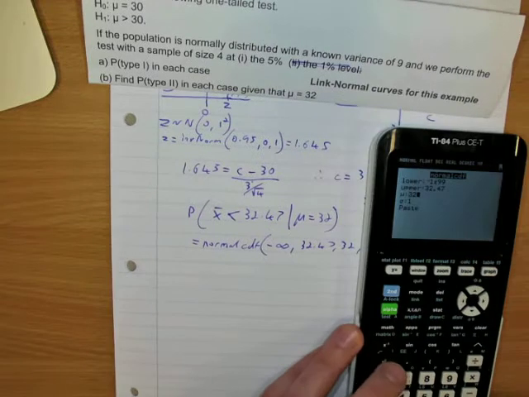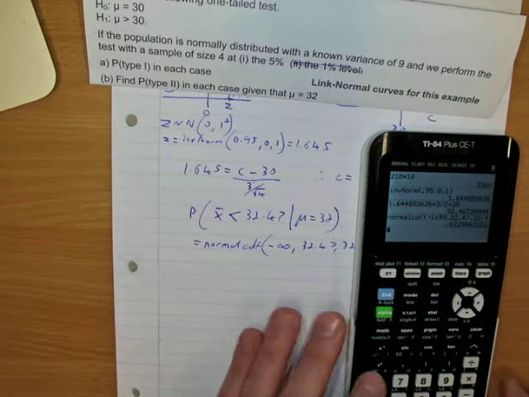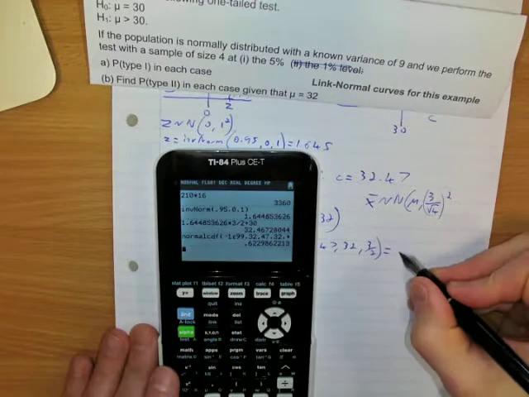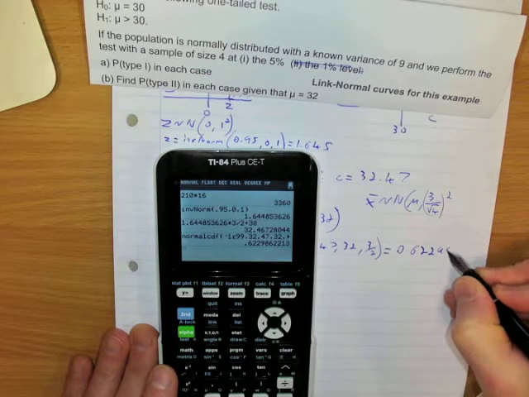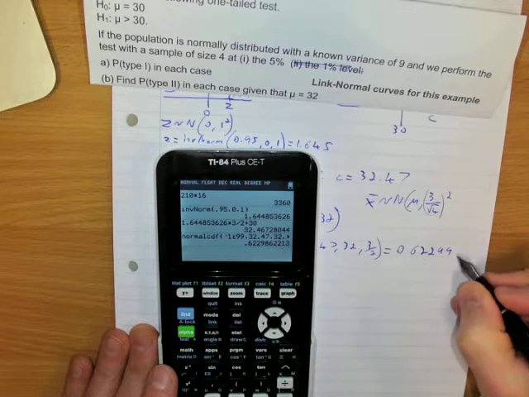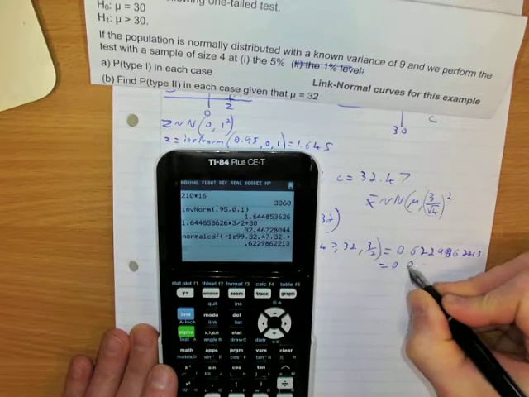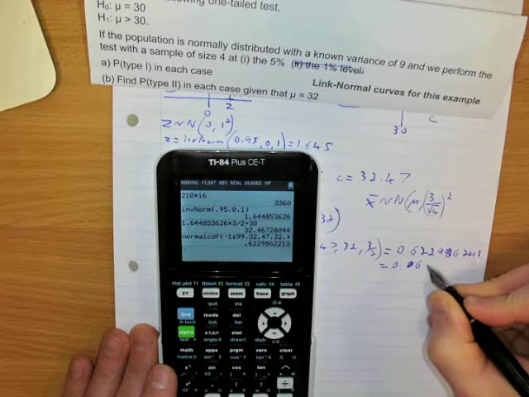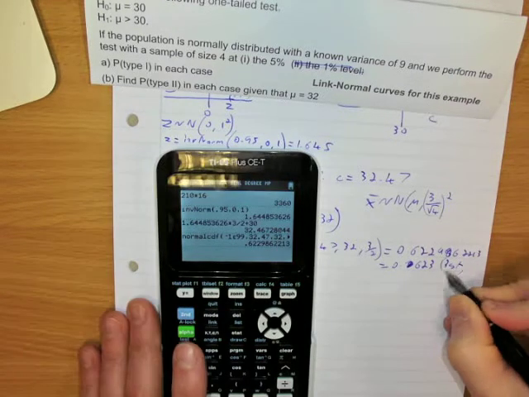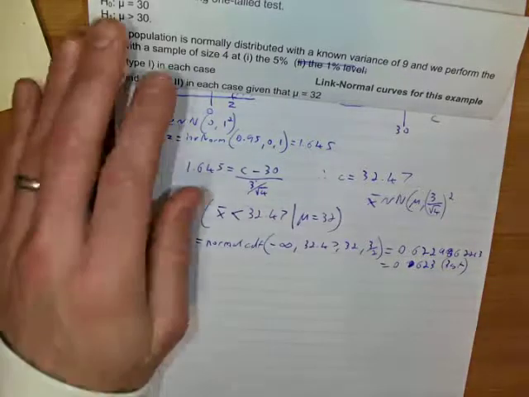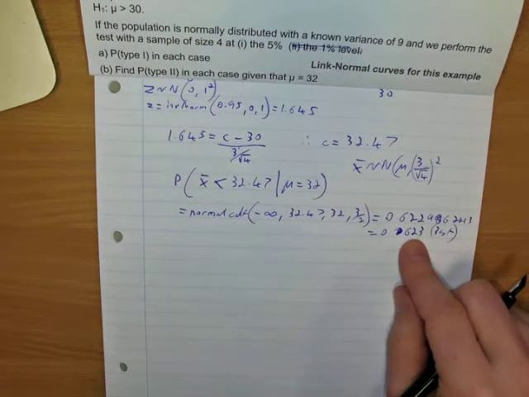And when we work that all out, we get 0.62299, which is 0.623 to 3 significant figures. So actually, quite a big chance of having a type 2 error.